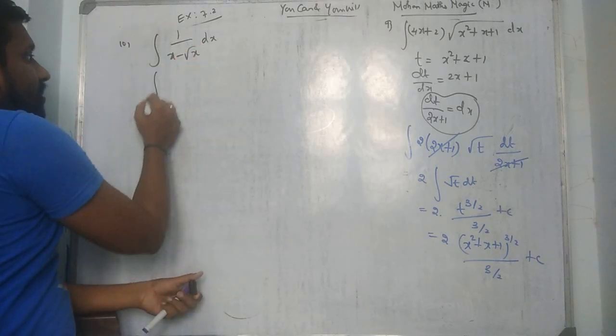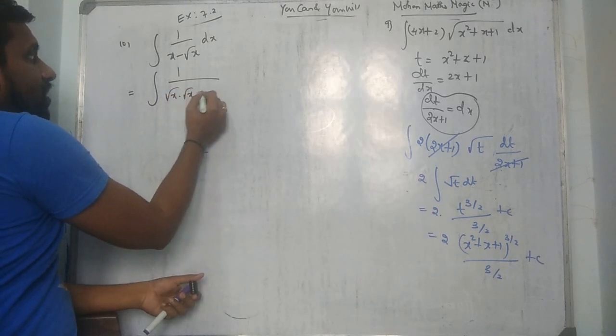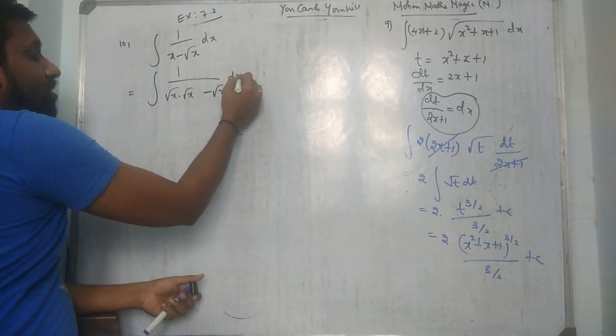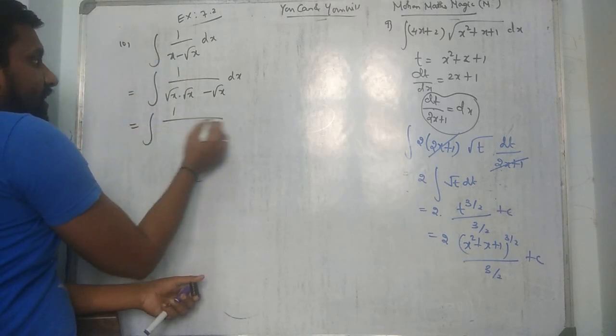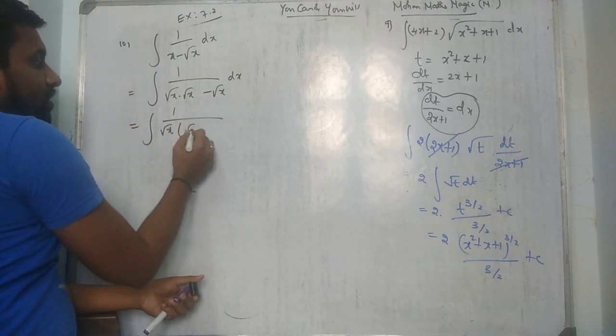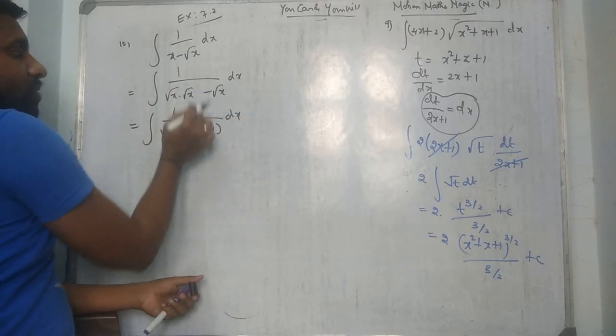The easiest method is 1 upon... in place of x, can I write root x into root x? It's class 7th or 8th portion. Root x into root x is x, okay? Why? Because I can take root x common, so it will give root x into root x minus 1.